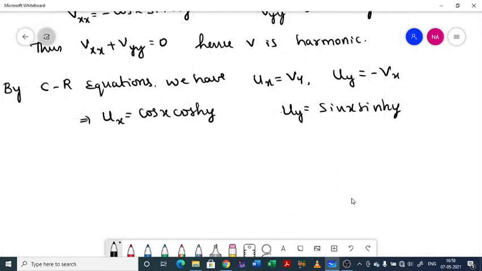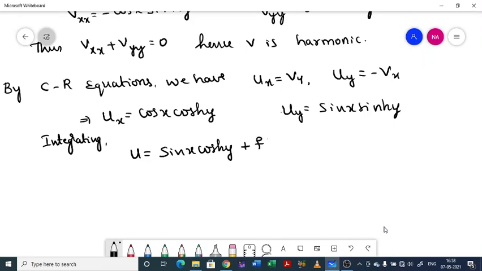Now integrating with respect to x and y, you get u. Integrating, we get u equal to integral of cos x cos hy. It will be cos hy constant. Integral of cos x, you get sin x. So sin x cos hyperbolic y plus constant. Here we have integrated with respect to x, means constant will be a function of y.